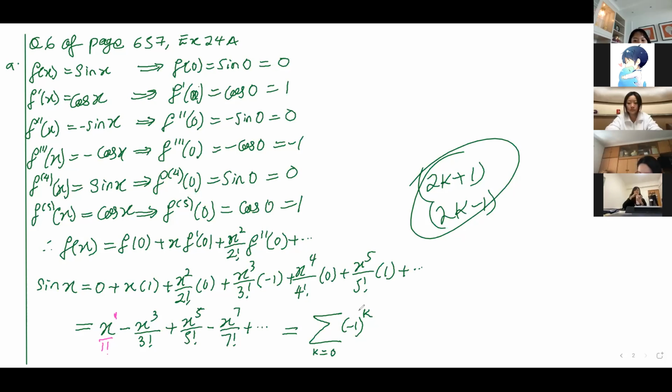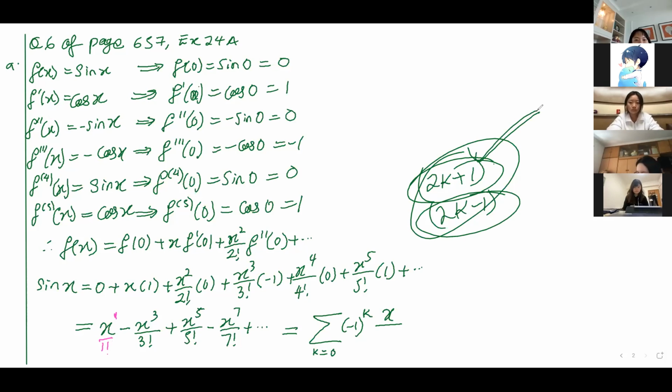So you have to fix the sign first. After you have fixed the sign, you could see clearly that this is x raised to power something over something factorial. Now, when k is equal to 0, you want 1. Because it's an odd number, it's likely this or this. So check which one gives you 1 when k is equal to 0. That will be the first one. Okay?